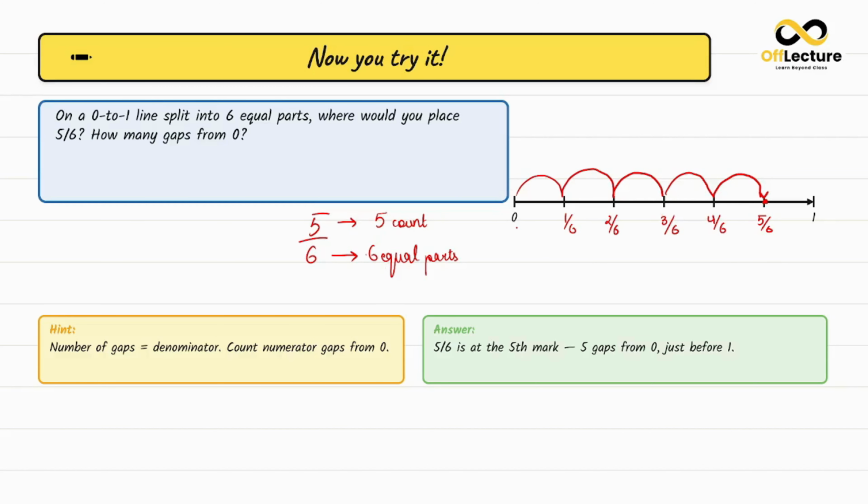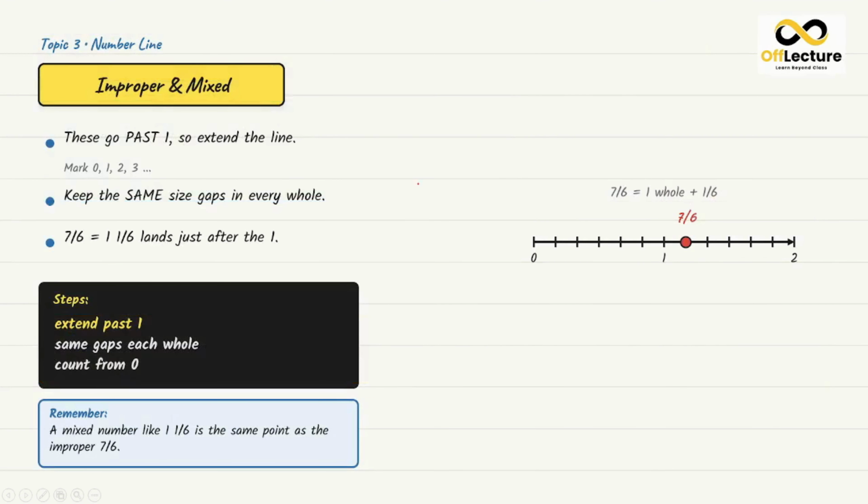I hope this is clear to everyone. Now let's move to the next part, which is representing improper and mixed fractions on the number line. So as you know, an improper fraction is one where the numerator is greater than the denominator, and their value is greater than or equal to 1.